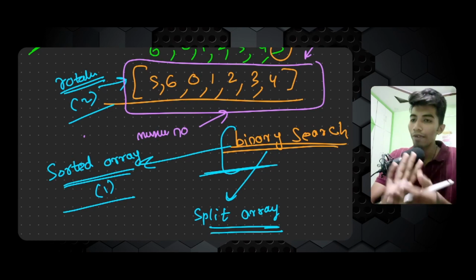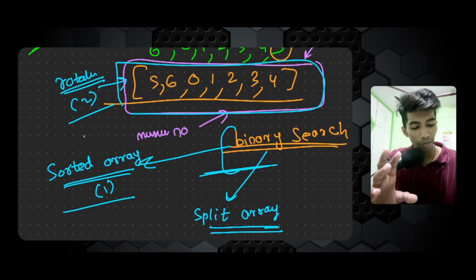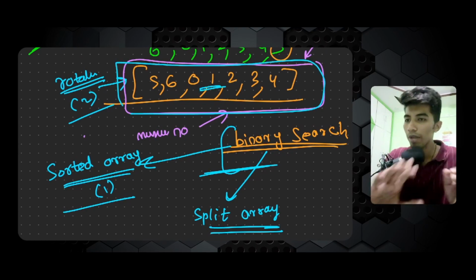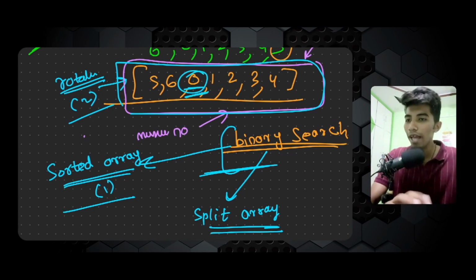So I have just given you the idea of what you have to do. You will be given this array and you have to find the minimum element of it. Very much simple. I can see it directly, my minimum element here is 0, but I have to do this by using binary search.